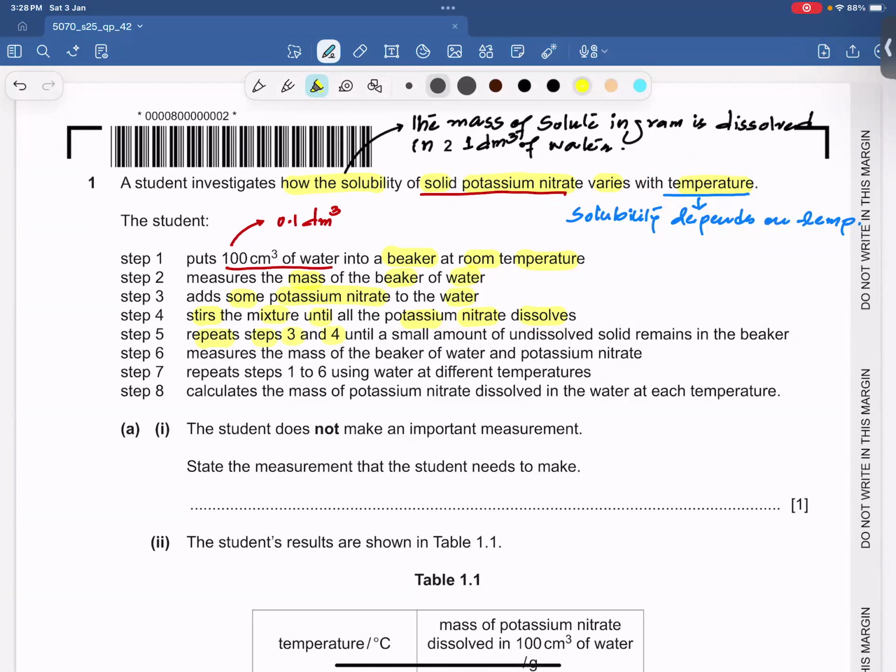Repeat step 3 and 4 until a small amount of undissolved solid remains in the beaker. This might be the source of error, because if the mass of solid remains, it will combine with the total mass. And if the total mass increases, obviously solubility also increases, okay? Which we have done in the last variant also. Then measure the mass of the beaker of water and potassium nitrate. Repeat step 1 and 6 using water at different temperature. Calculate the mass of potassium nitrate dissolved in water at each temperature.